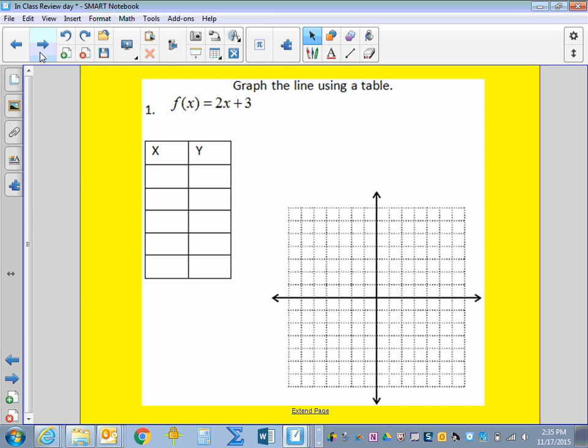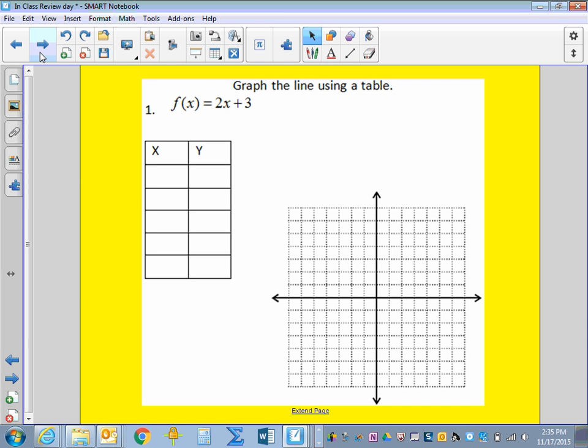Alright, so what we're doing right now is to prepare you for the test. So make sure you're copying this down, paying attention, and asking questions if you don't understand. And do the work. Alright, number 1.